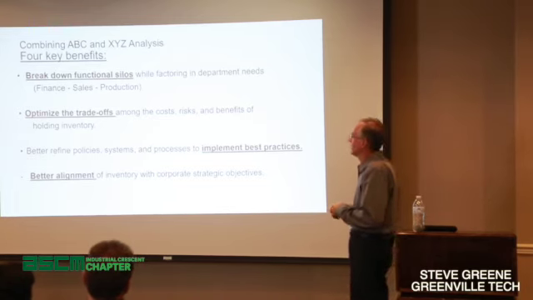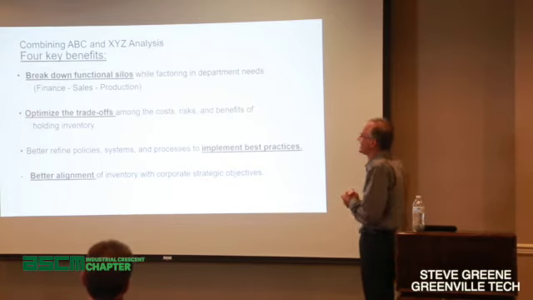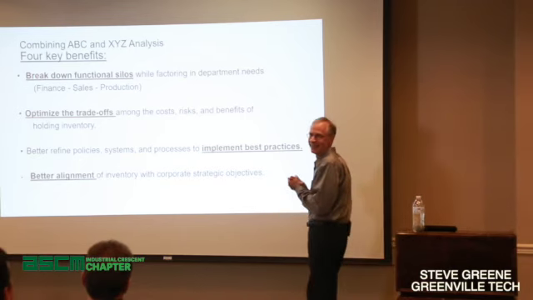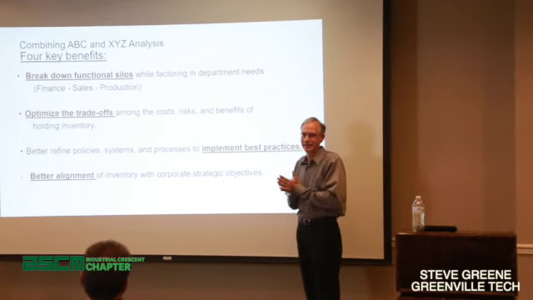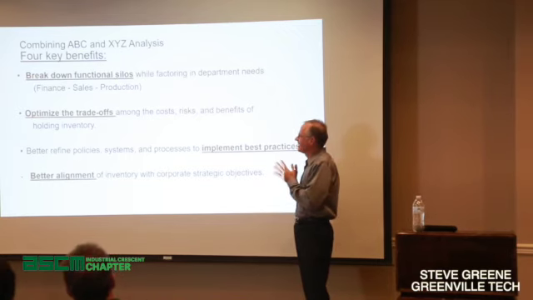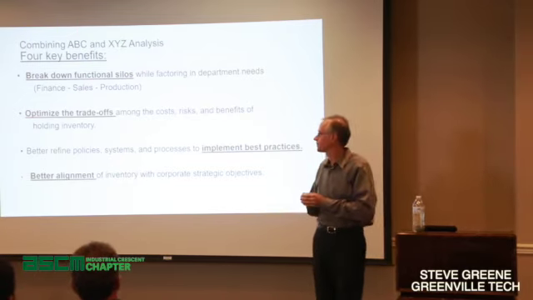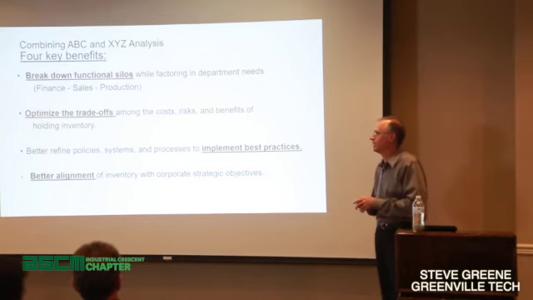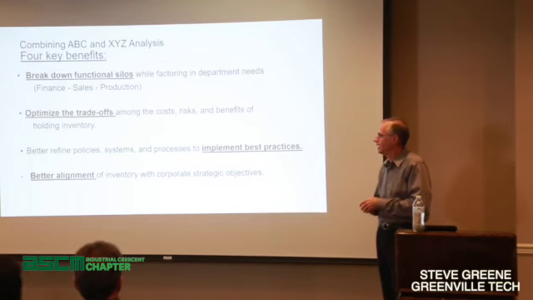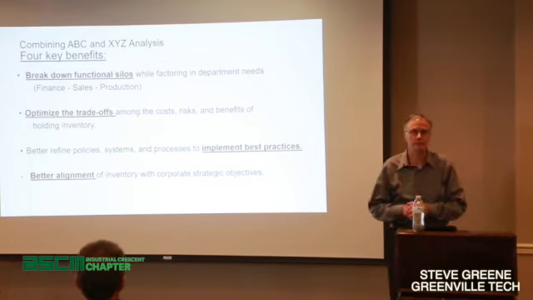The second area, and that's a segue. I remember the auditing I used to do, having to count washers, giving me bad memories on the last slide. Oh gosh, okay. Yes. So the second bullet is to optimize the trade-offs among the costs, risks, and benefits of holding inventory. And the third one is to better refine policies, systems, and processes to implement best practices. And the last one is better alignment of inventory with corporate strategic goals.